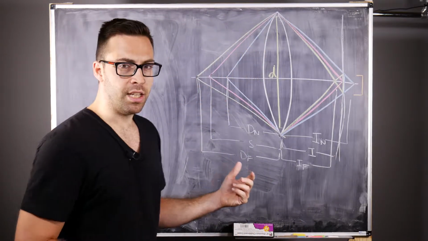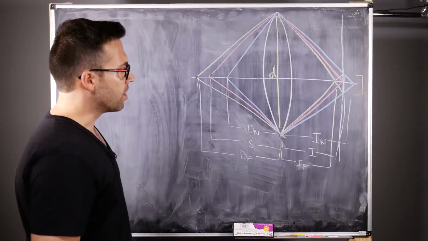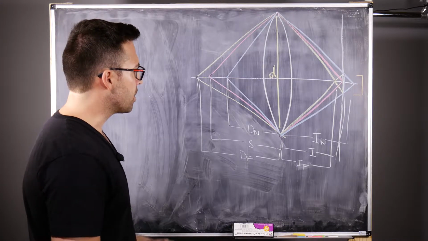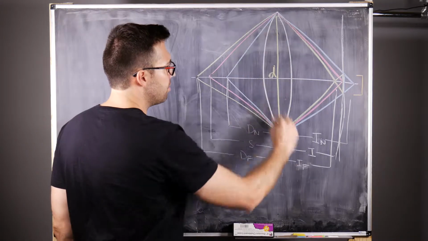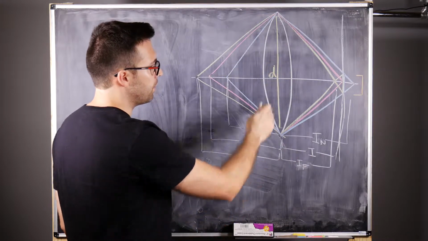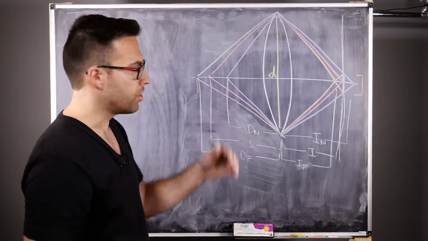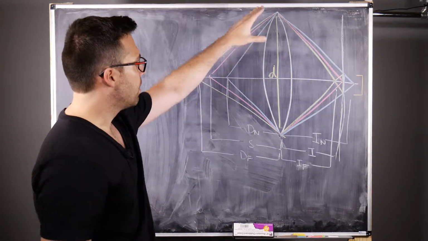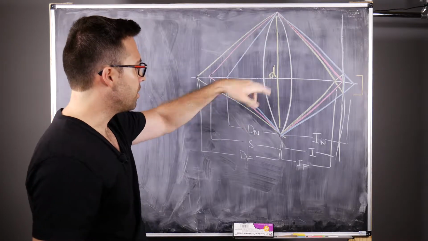We have our handy dandy lens ray diagram, kind of like before. So let me explain what's going on. Here we have our lens, right? It has a diameter D, and this is going to be part of our aperture opening. So the amount that this is open is going to be our diameter.